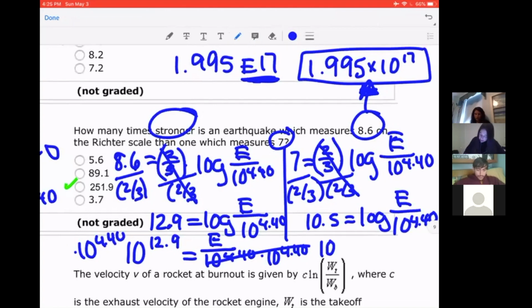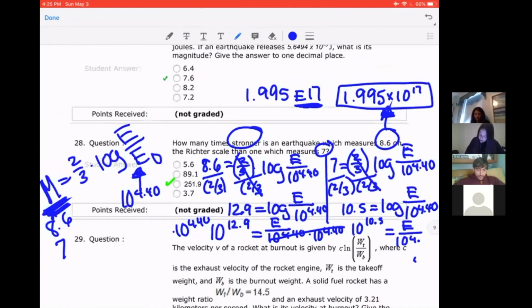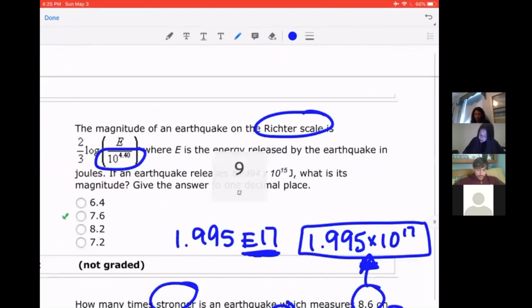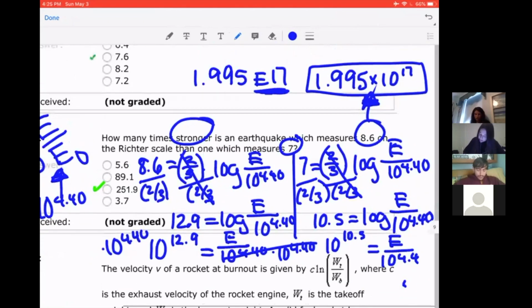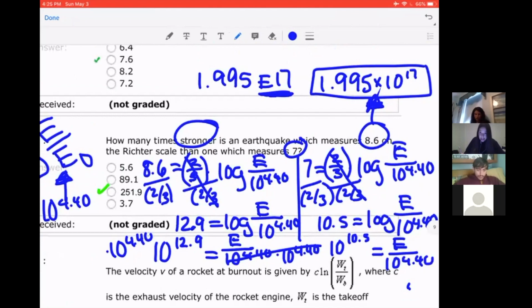So I'm going to have base 10 to the 10.5 equals e over 10 to the 440. Sorry, guys, to the 440. Perfect. So then to get that e alone, I multiply both sides by 10 to the 440. Here on the right, they cancel out. Here on the left, times 10 to the 440. So let's see, 10 to the 10.5 times 10 to the 440.